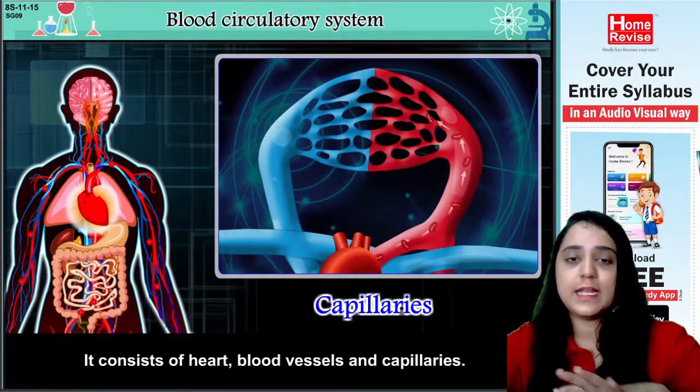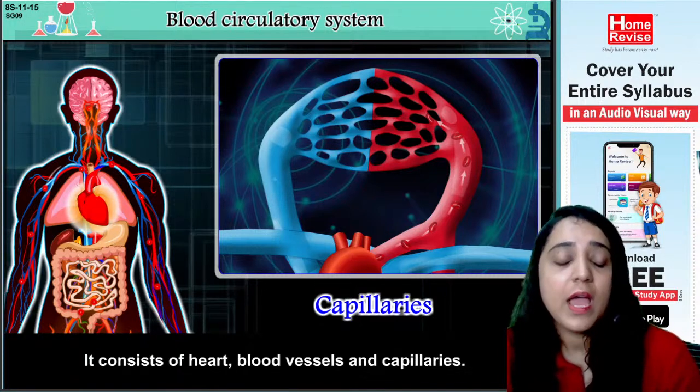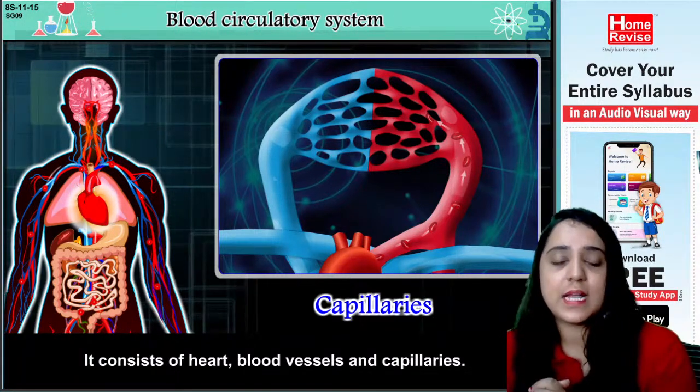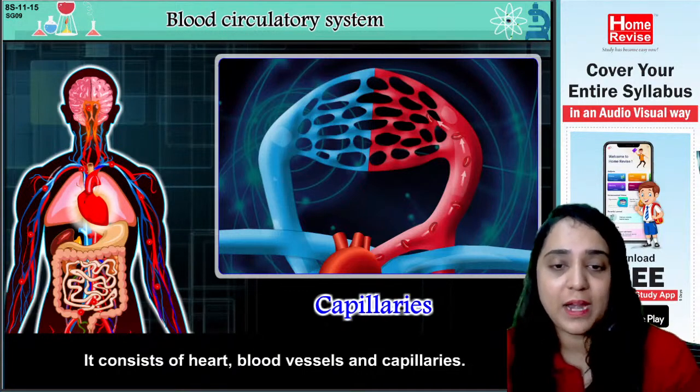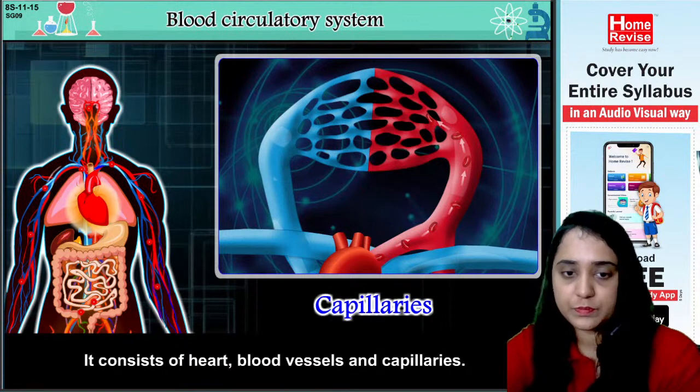Yes, so this independent system just for circulating the blood is present in human beings and the higher animals. It consists of the heart, the blood vessels, and also the capillaries.